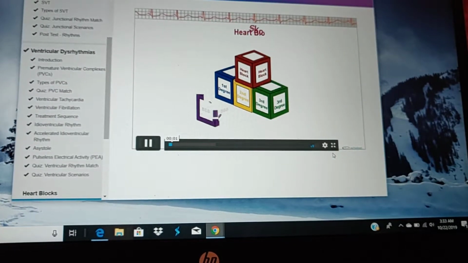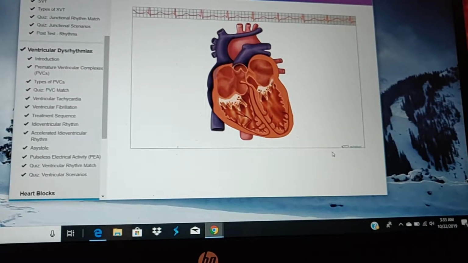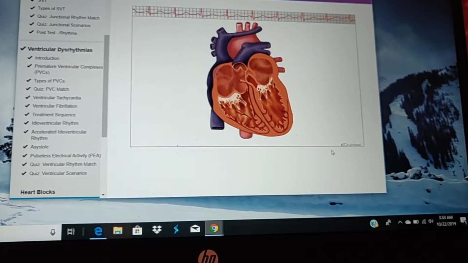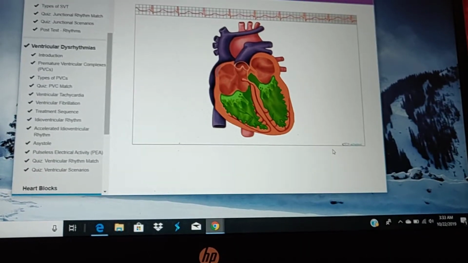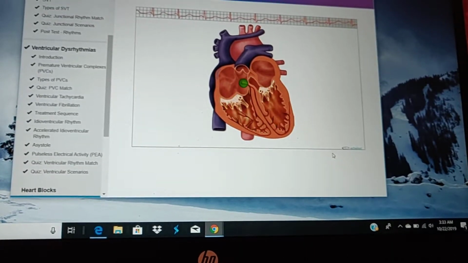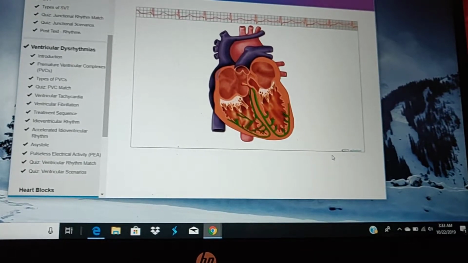The final section of this course is on heart blocks. An AV block is characterized by impulses that are disrupted during conduction from the atria to the AV node and then to the ventricles. An AV block can occur at either the level of the AV node or just below it in the bundle of His or its branches.